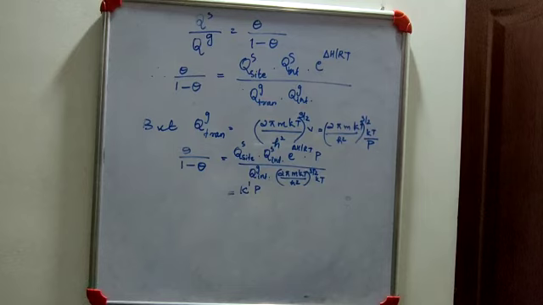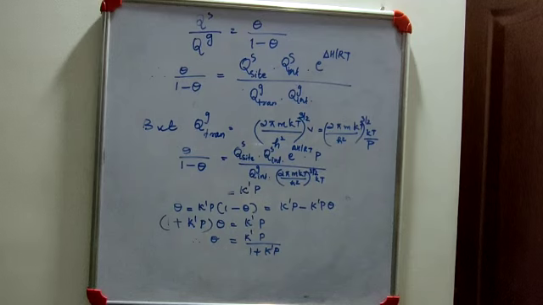On rearranging this equation, we will get theta is equal to k dash p into 1 minus theta, which is equal to k dash p minus k dash p theta. Again rearranging, we will get theta is equal to k dash p divided by 1 plus k dash p. Now we have to replace theta in terms of x by m in order to arrive at the expression for Langmuir adsorption isotherm.